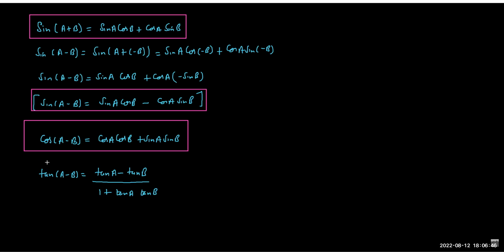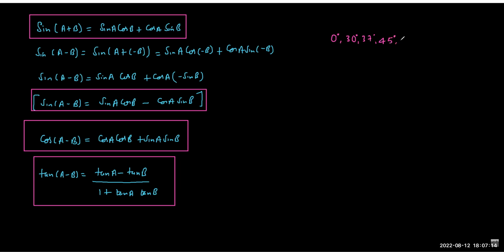So we can now put these formulas into some use. I mean, we can create many formulas, of course, but we'll do one by one. So first of all, assuming you know the certain values, let's say the typical values that we should remember are 0, 30, 37, 45, 53, 60, and of course you can keep on adding like this.